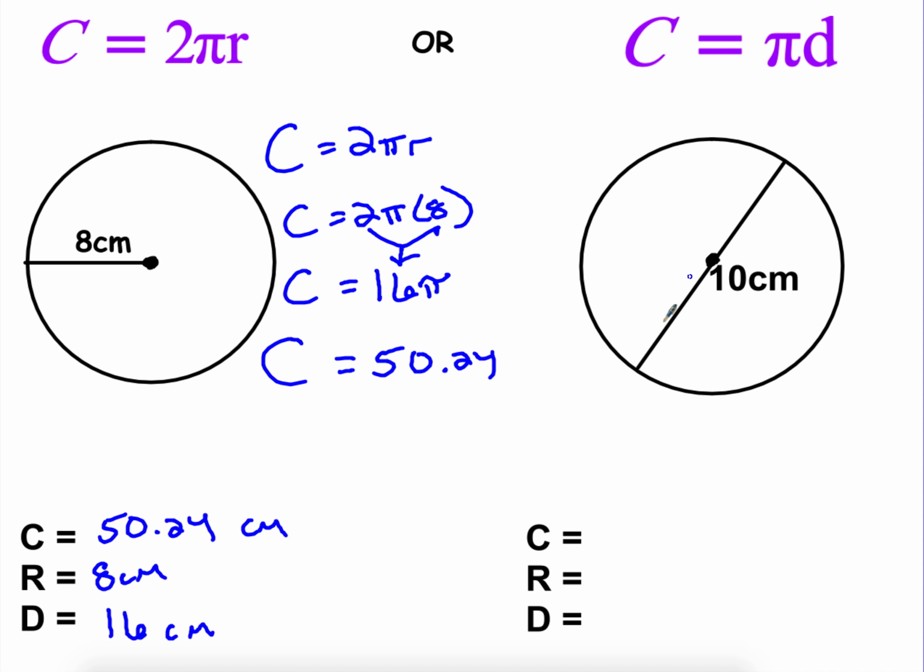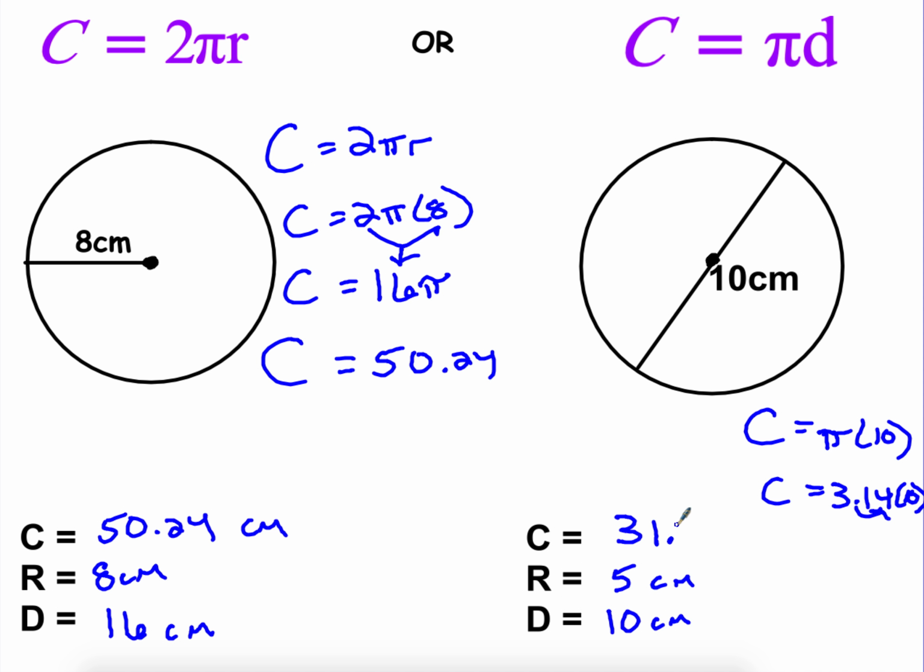This one right here, we're given the diameter. We know the diameter is 10. Once you know that the diameter is 10, you should be able to divide that by 2 to get the radius, which is 5. Now I get to plug that into my formula. Since I'm given my diameter, I'll use this one: pi times 10, which is also 3.14 times 10. Cool thing about 10, whenever you multiply by 10, you have a decimal, just move your decimal over once, and you're done. So my circumference is 31.4 centimeters.